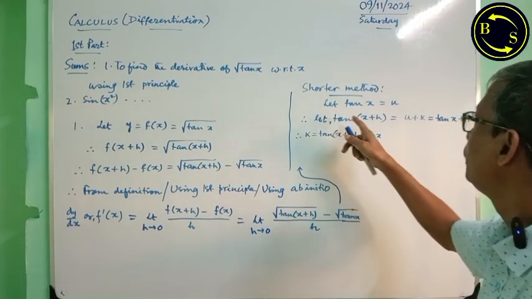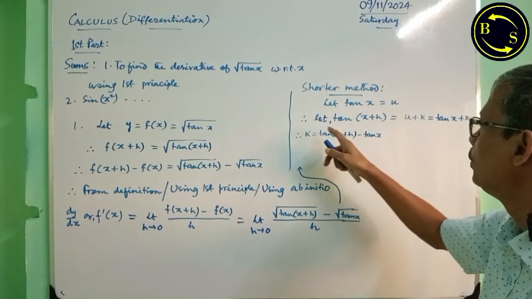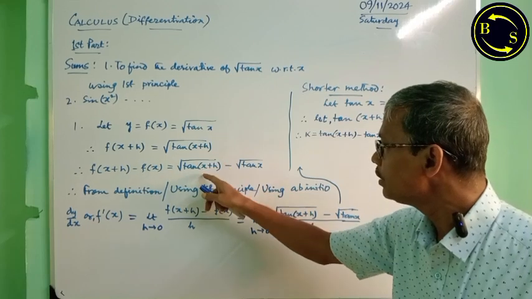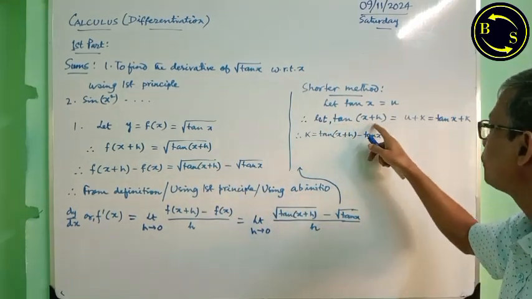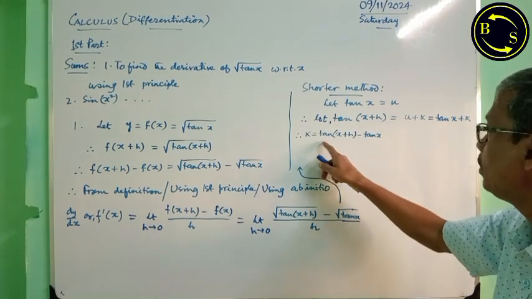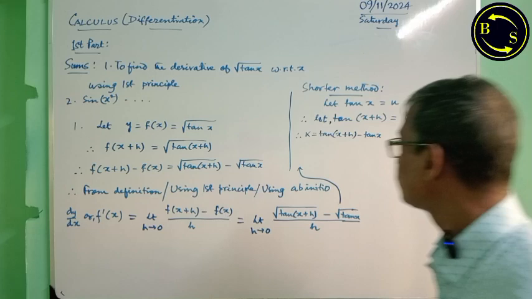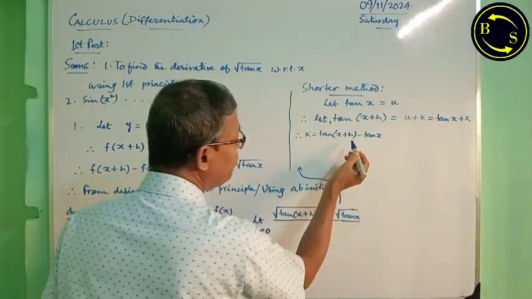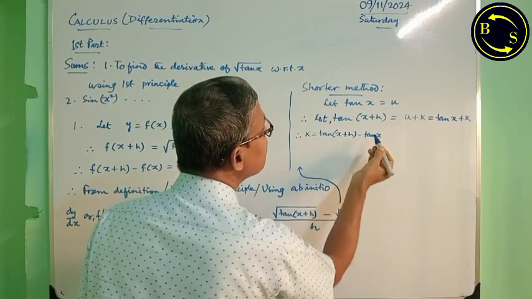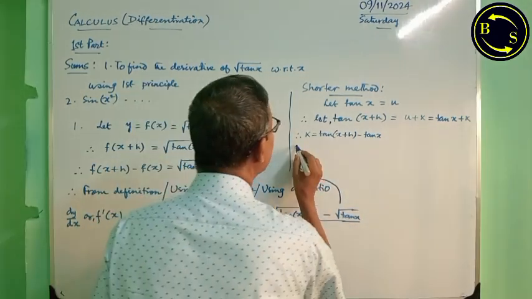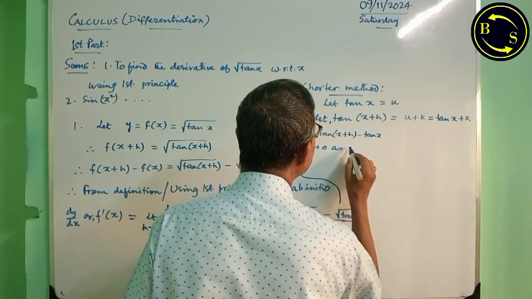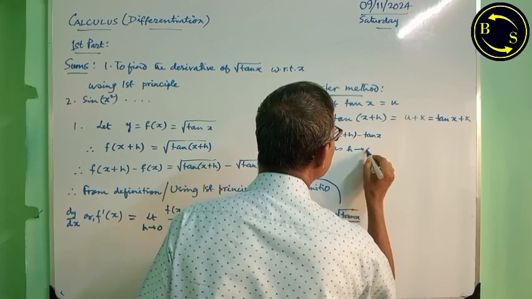In the shorter method, I have taken tan x equal to u. Therefore, let tan of x plus h be there. Here tan of x plus h is there, therefore I take tan of x plus h equal to u plus k. That means tan x plus k. Therefore k equals tan of x plus h minus tan x. Now if h is taken to be 0, then what will happen? Tan x minus tan x, that means 0. Therefore I can write k tends to 0 as h tends to 0.